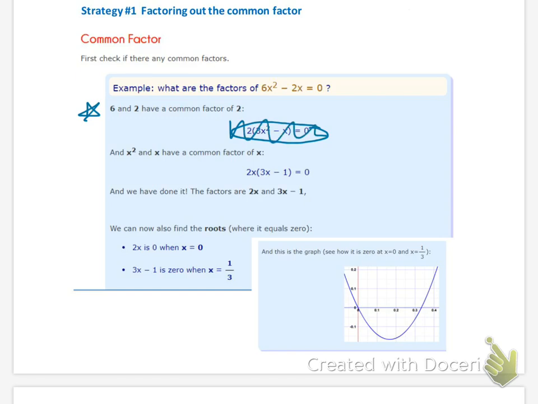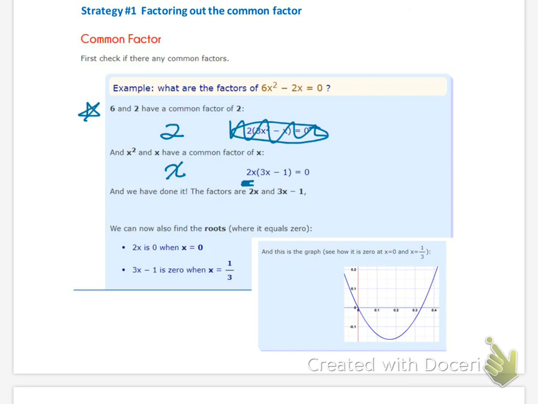Look for this and say, what do they have in common? There's a 6 and a 2, so they have a 2 in common. But then don't stop there. Then say, okay, besides numbers, we have variables. So what variable do they have in common? And then your answer should be they have an x in common. So your common factor is a 2x.